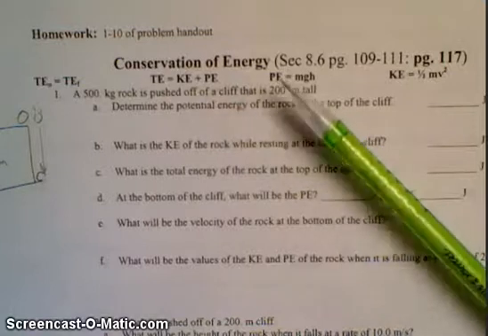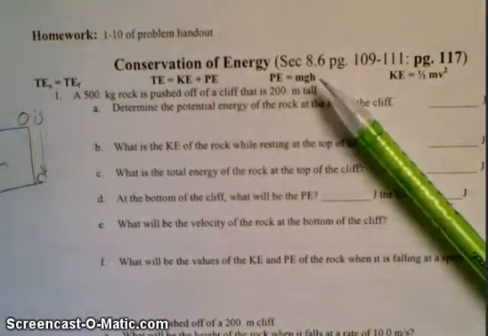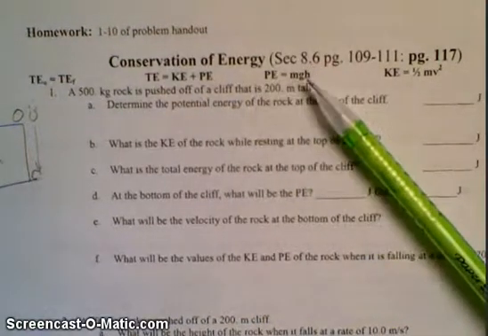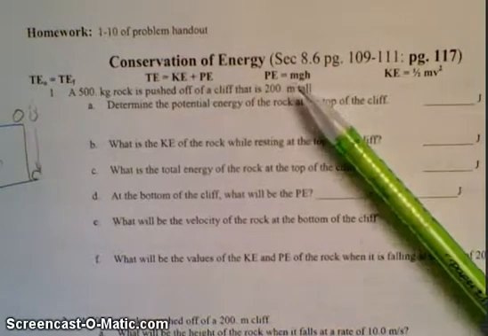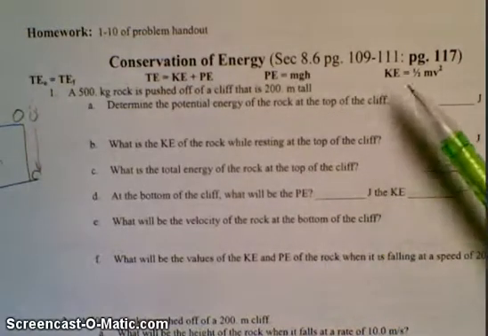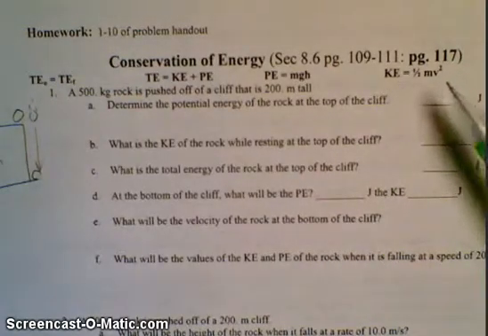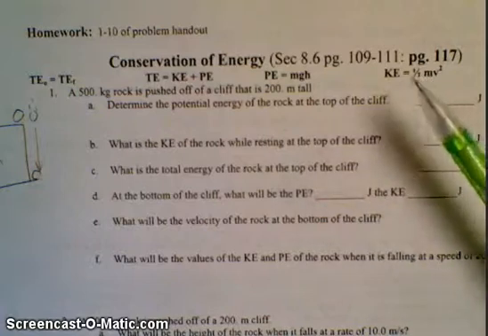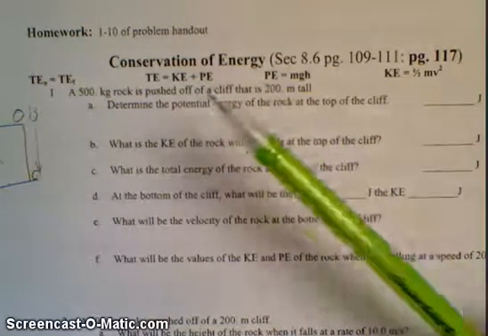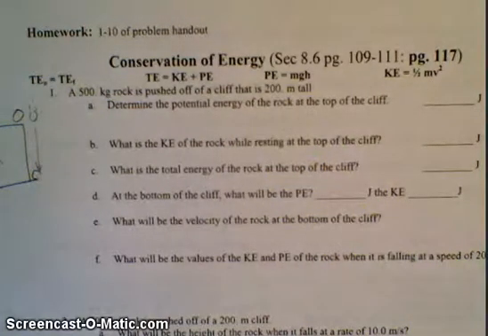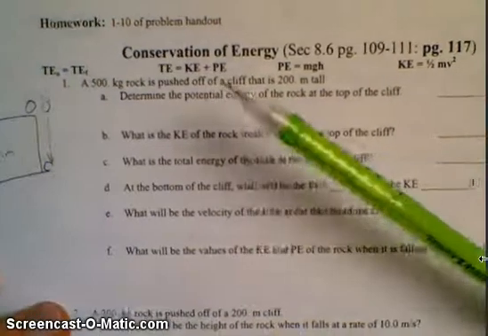And from yesterday we learned that potential energy is just mgh, so this is gravitational potential. It's based on the height, mass, and the gravitational acceleration. And then the kinetic energy is 1/2 mv squared. So those are the equations that we're going to be using today to solve. So let's look at our first problem here.